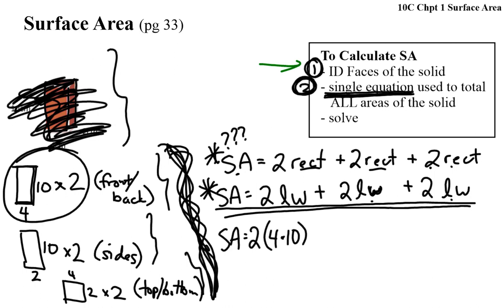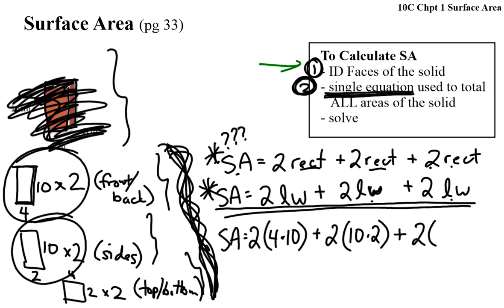Oh, it's a 4 by 10 and I have 2 of them. I also have 2 10 by 2s. It's all organized for me. I'm not having to try to figure out which side I've used. My organization step has done that. And I also have 2 4 by 2 rectangles. So that organization step to start with made my substitution step nice and easy.